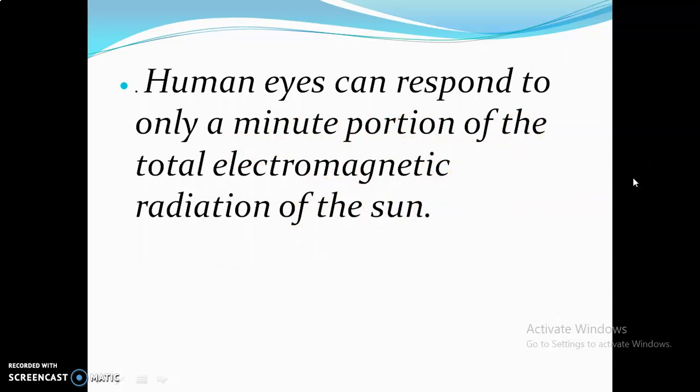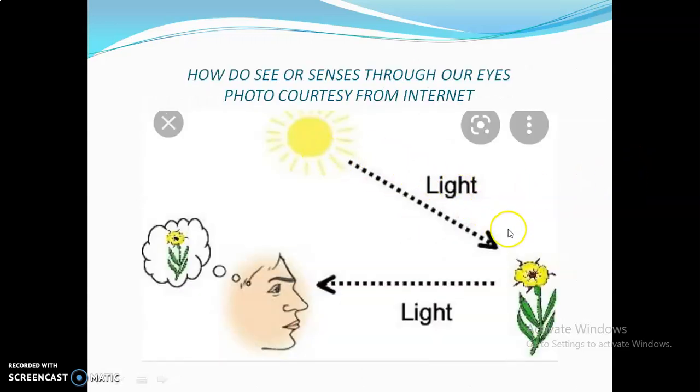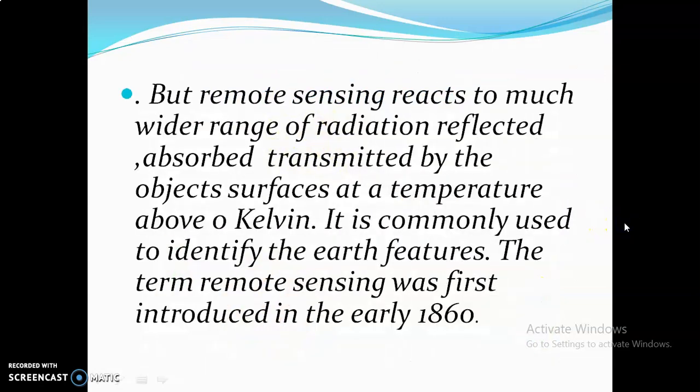Only a minute portion is responded to. When sunlight falls on our eyes, we come to know that an image has come. The brain tells us. You may have come across nerve receptors before. Nerve receptors are the cells that carry the information that we gather through our senses. Whatever we sense by seeing, eating or touching, the nerve receptors carry to our brain, and an image is formed in the brain. Now, but remote sensing reacts to a much wider range of radiation reflected, absorbed, transmitted by the object surface at a temperature above 0 Kelvin.